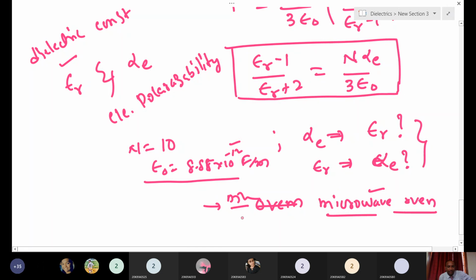Depending on the dielectric constant, we can see the properties of a dielectric material. Depending on the properties, we can use it in different applications.